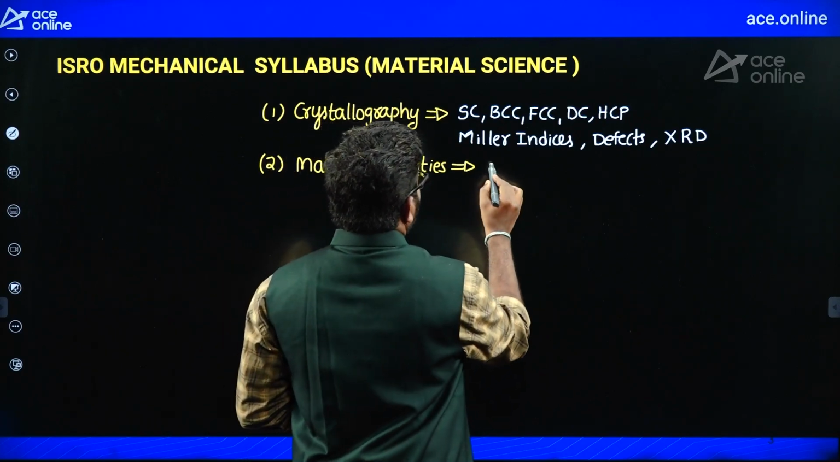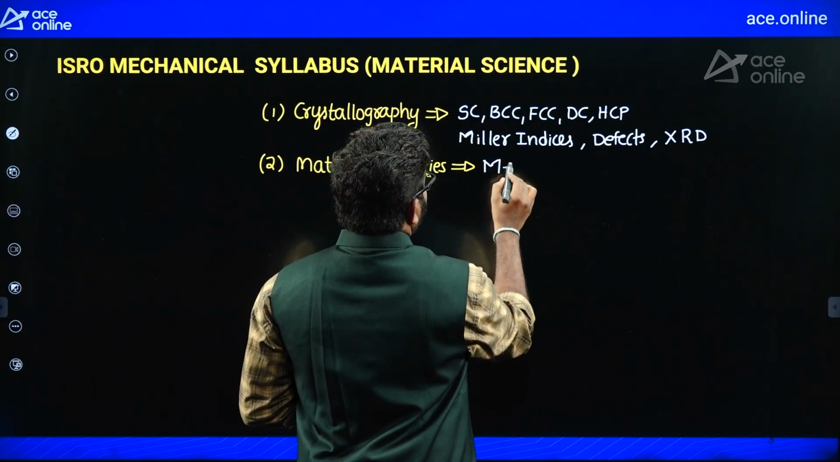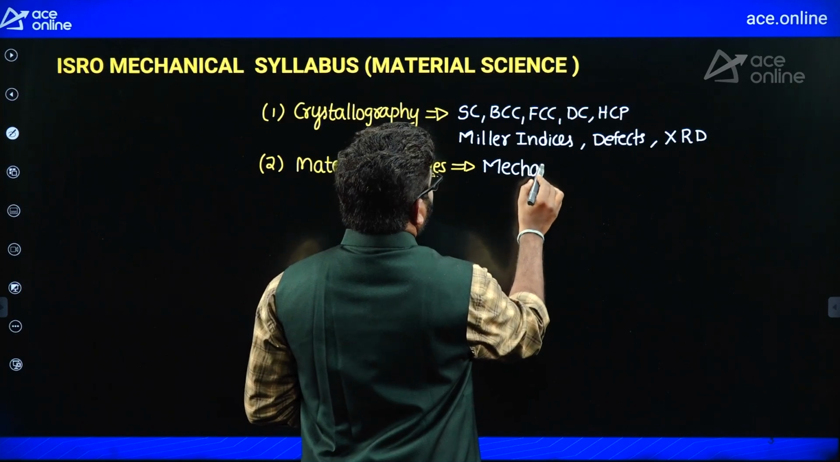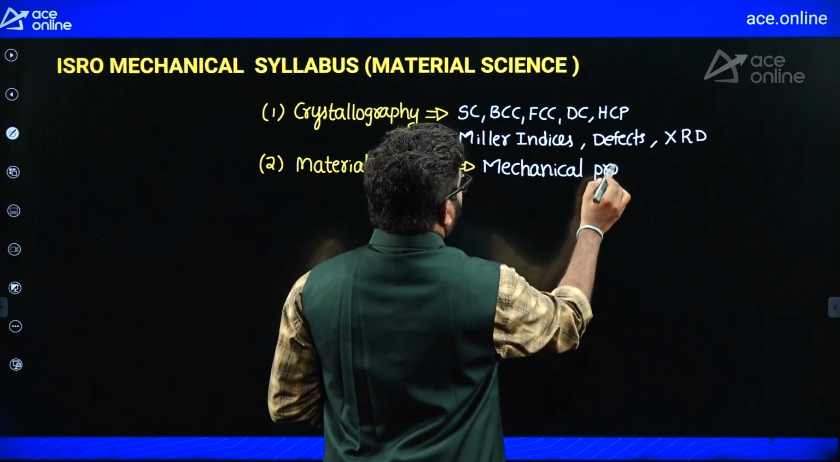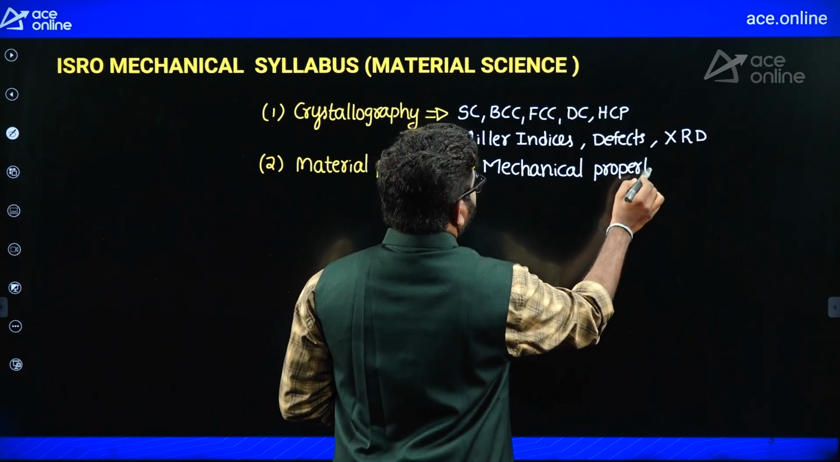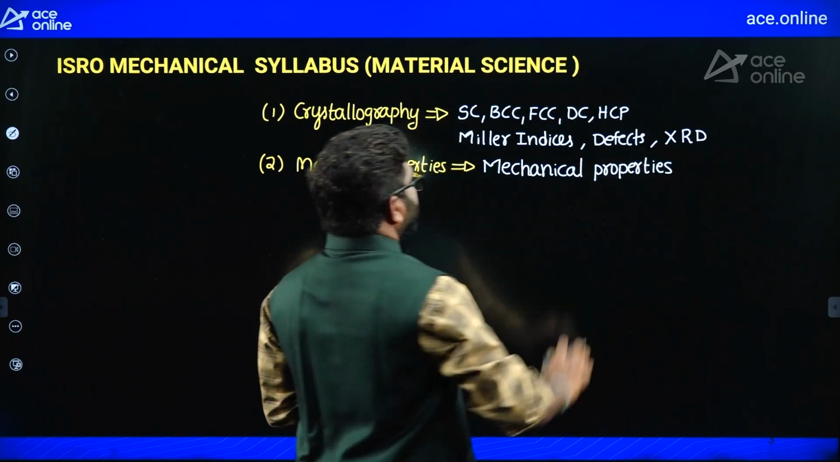So here I am saying mechanical properties. They'll ask you questions from the mechanical properties.